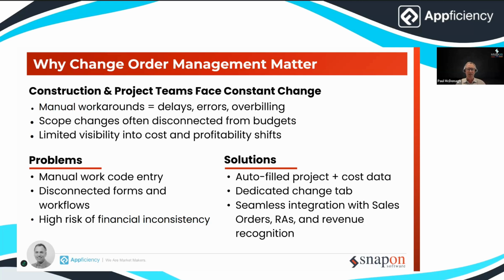So scope changes become disconnected from budgets. Because if we're not looking at the overall change as additive or deductive to a project budget, that can create issues downstream as far as performance goes. That gets into limited visibility into cost, profitability statistics, understanding what's happening in a real-time format. Or let's say a customer needs to audit a change that happened in a long-term project. Just finding that information can be challenging without a systemized way of finding it, tracking it, and visualizing it as well. Some of the problems we see are manual work code entry.